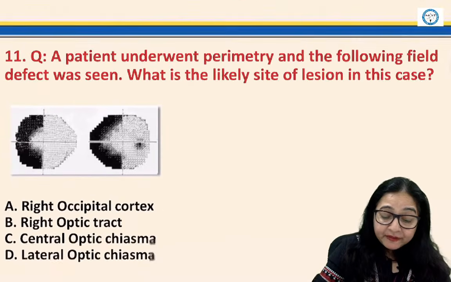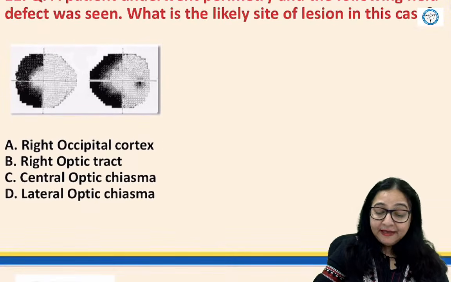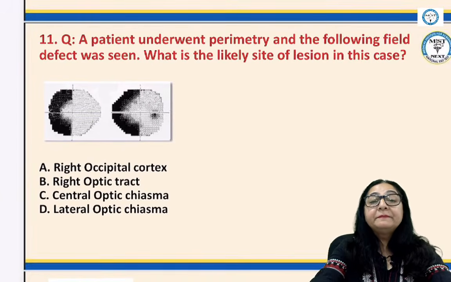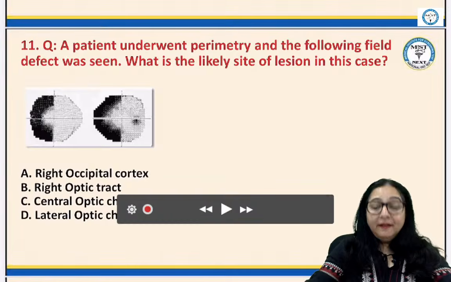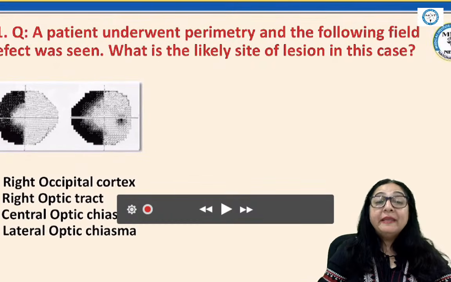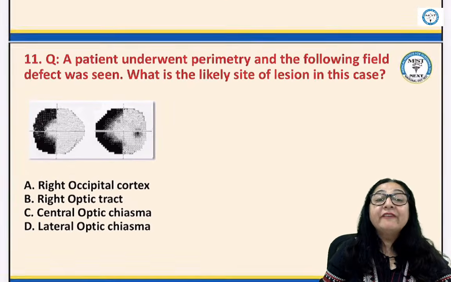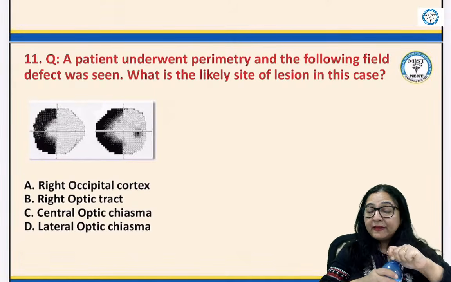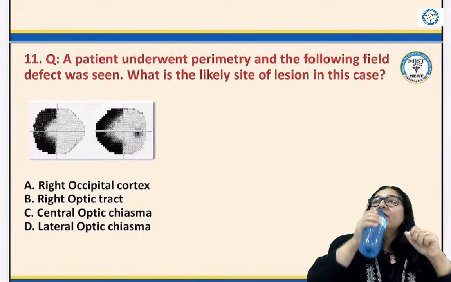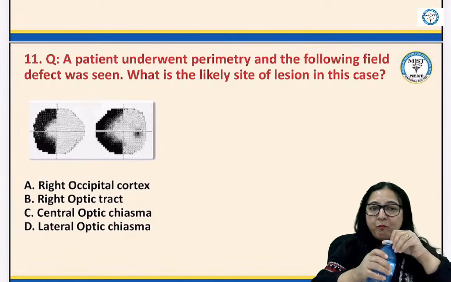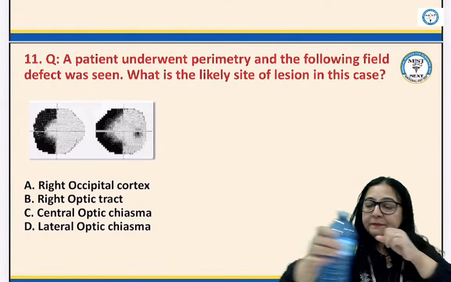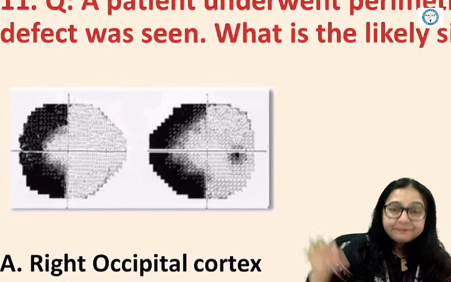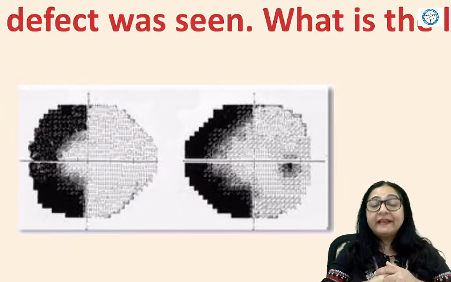Alright, so the question based upon your visual field defect, again I am very sure that all of you would be able to do this. A patient underwent perimetry and the following field defect was seen. What is the likely site of lesion in this case, beta? Let me show you the field defect. This is the field defect.